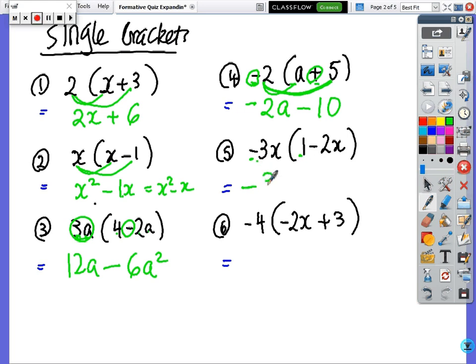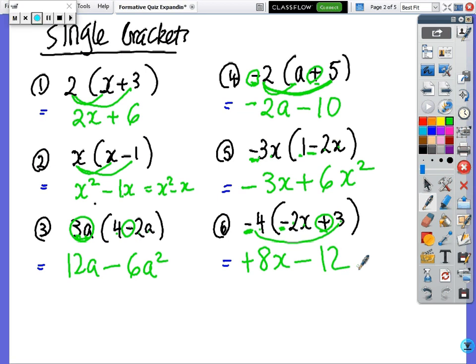A negative times a positive is a negative. 3 times 1 is 3, so the answer is 3x. A negative times a negative is a positive. 3 times 2 is 6. X times x is x squared. And the last one. A negative times a negative is a positive. 4 times 2 is 8, and so we've got the x. A negative times a positive is a negative. 4 times 3 is 12, so that's the answer. So when you have the positives there, you don't need to write it. Okay, come across when you're ready.